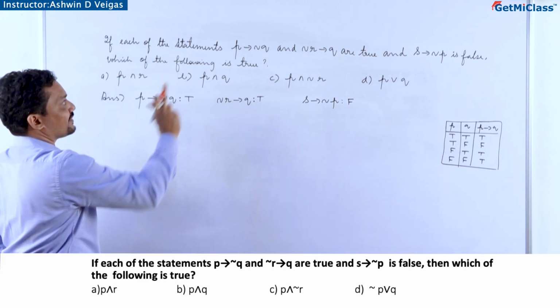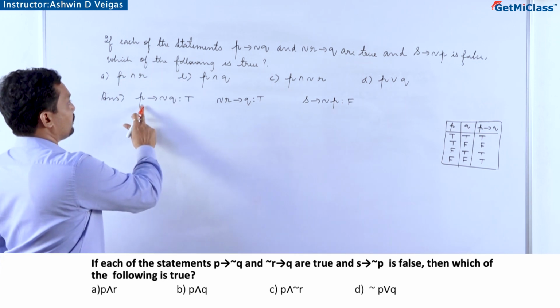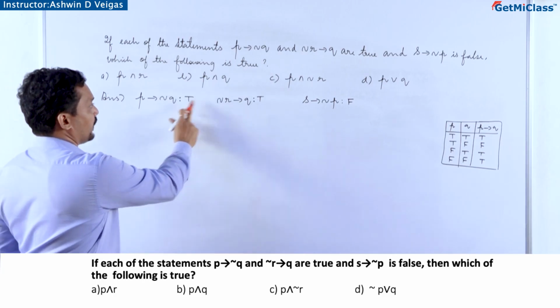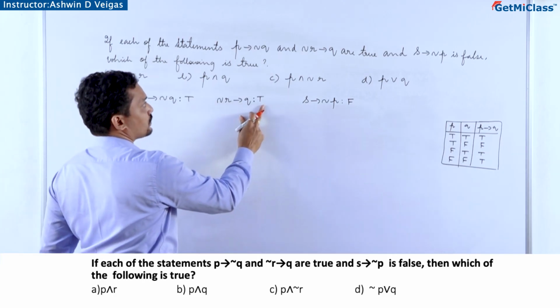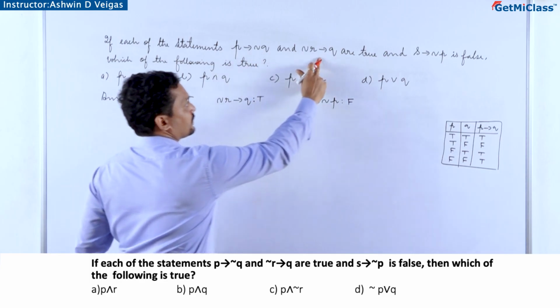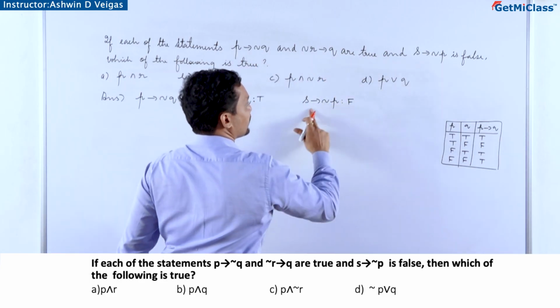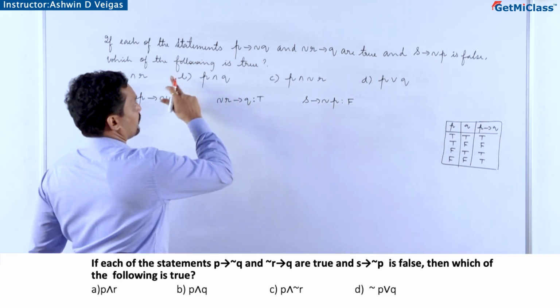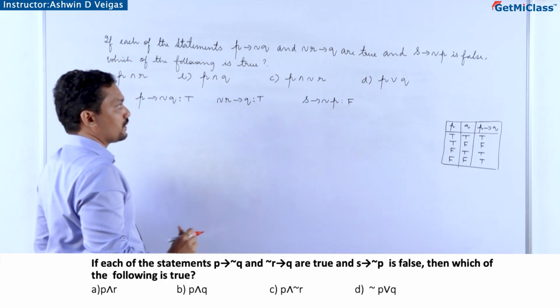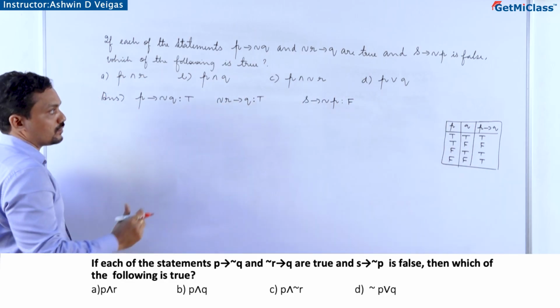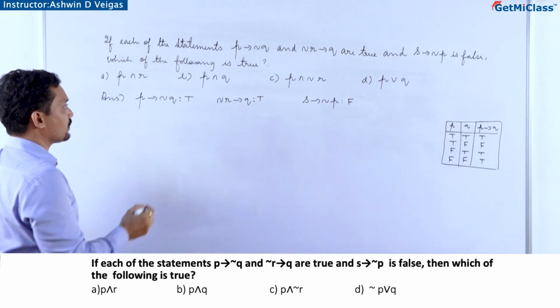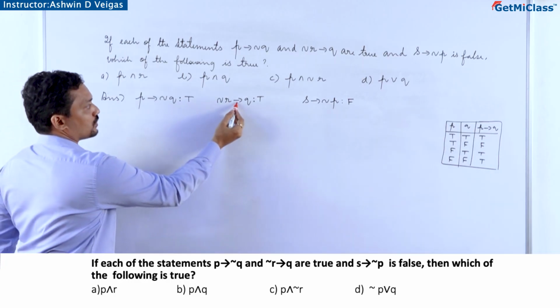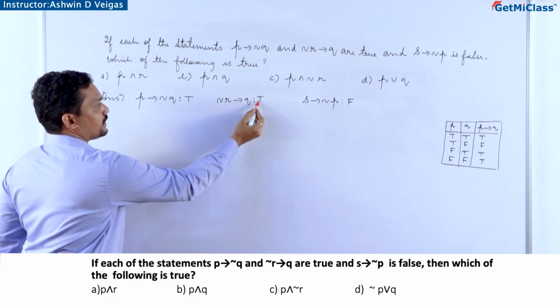Yes, now see this question. They have said P → ¬Q and ¬R → Q is true. So, it is given there, this and this is true. Then ¬P → S is false, then which of these is true? Okay, now we have to see this very important thing: when is an implication true? In both these cases, it is true.